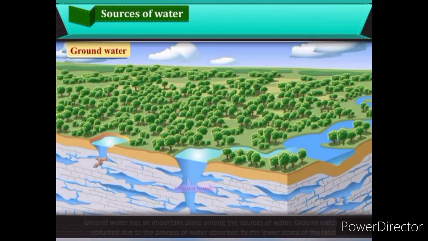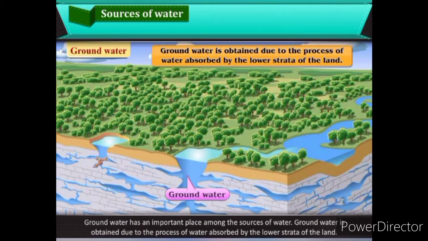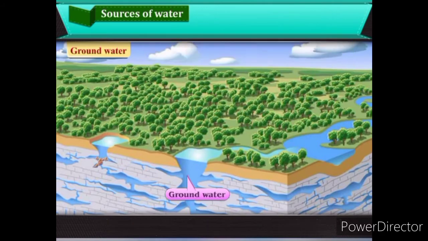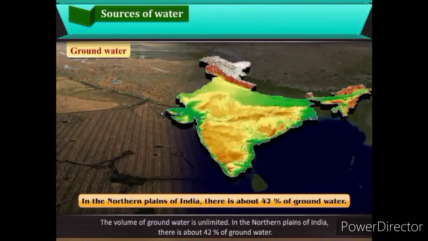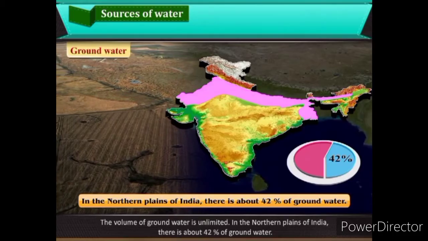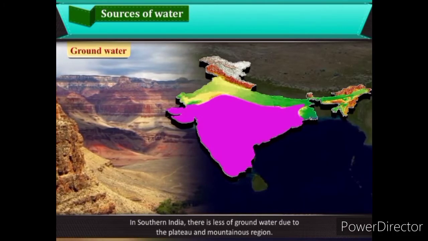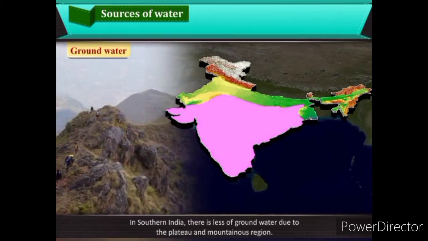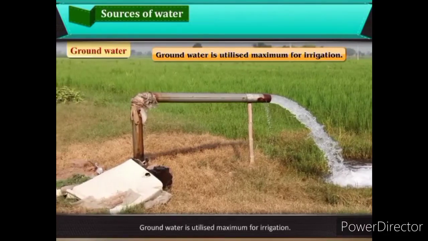Groundwater. Groundwater has an important place among the sources of water. Groundwater is obtained due to the process of water being absorbed by the lower strata of land. The volume of groundwater is unlimited. In the northern plains of India, there is about 42% of groundwater. In southern India, there is less groundwater due to the plateau and mountainous region. Groundwater is utilized maximum for irrigation.